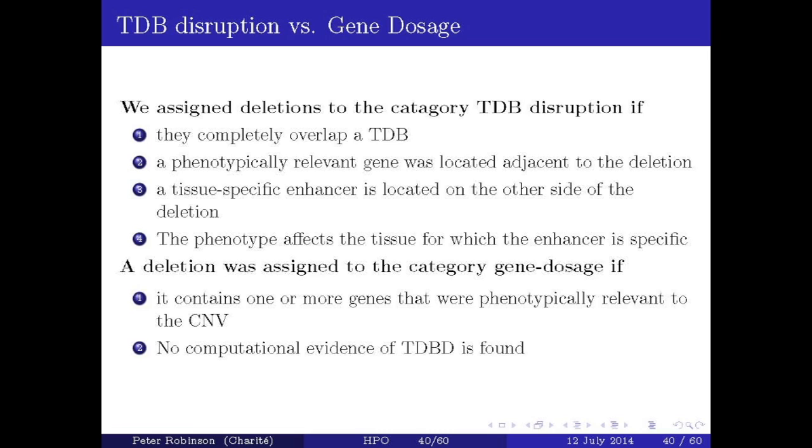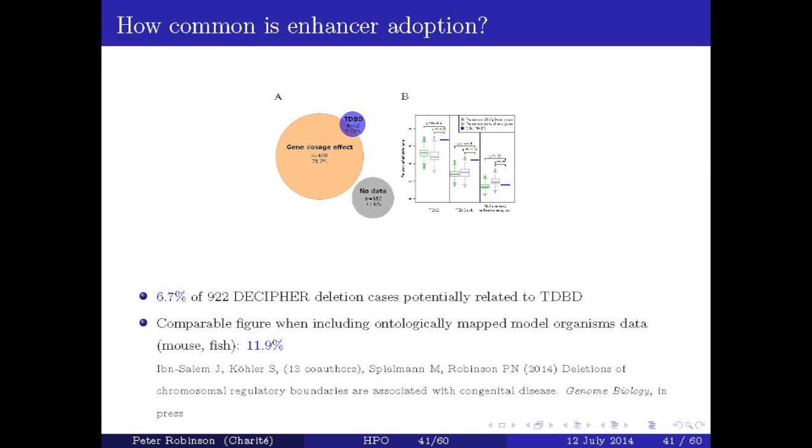The alternative hypothesis was gene dosage, and here we look for genes that are phenotypically relevant, so Mendelian disease associated with that gene affects the same tissue, located within the CMV. And we just said, how many do we find? And amongst these 900 cases, essentially using about 6 or 7% of all CMVs are better explained by the TDBD than they are by gene dosage effect.